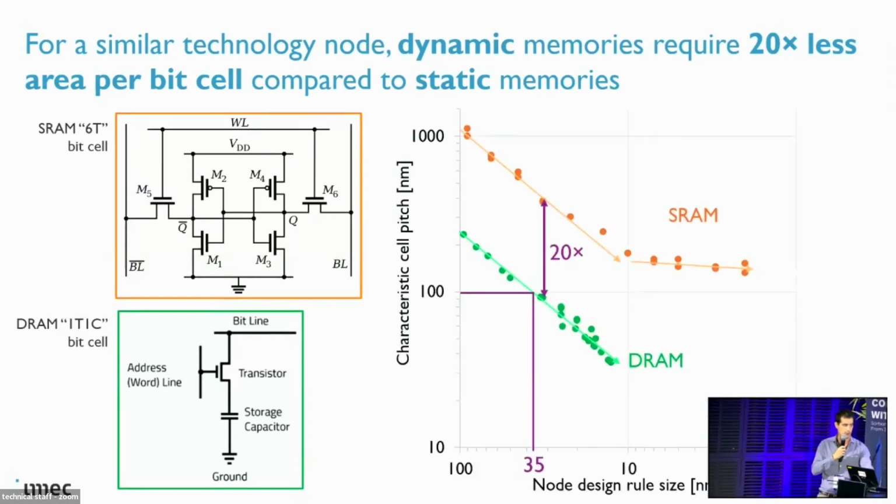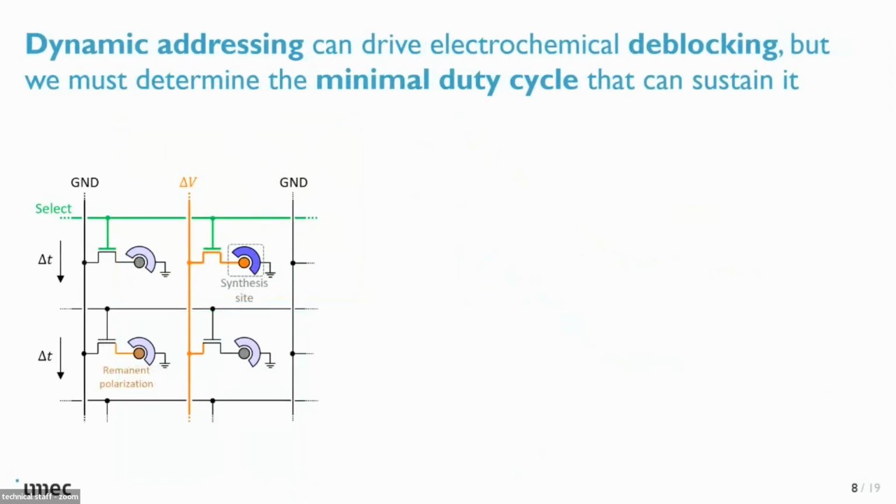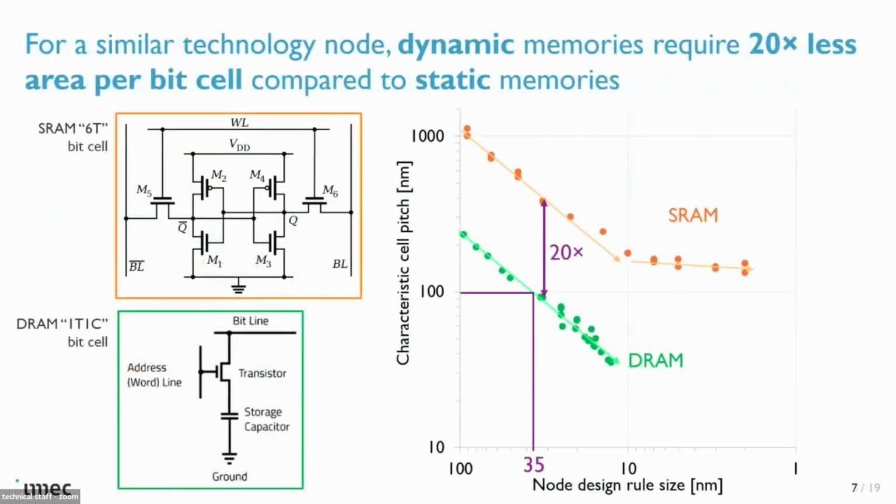And this is also what you see if you plot the characteristic pitch between cells, bit cells. If you compare SRAM to DRAM, SRAM lags by a factor of 20 in pitch, so that means a factor of 400 in area. In addition, SRAM doesn't really seem to scale anymore beyond 10 nanometer. So even though you use the most advanced process node, your cell is still going to be the same size. DRAM, on the other hand, doesn't have this issue.